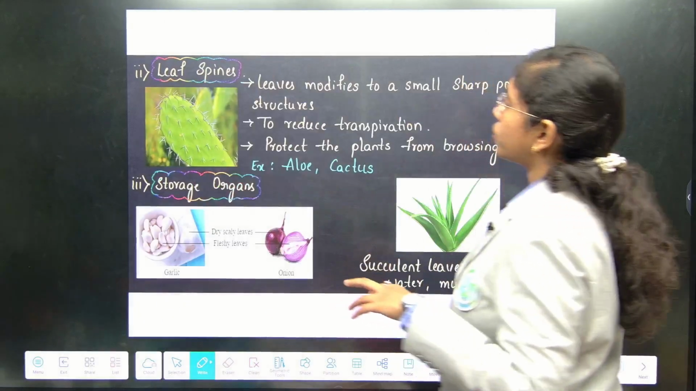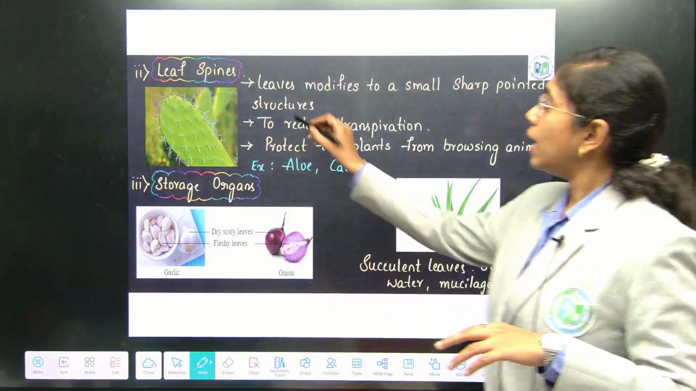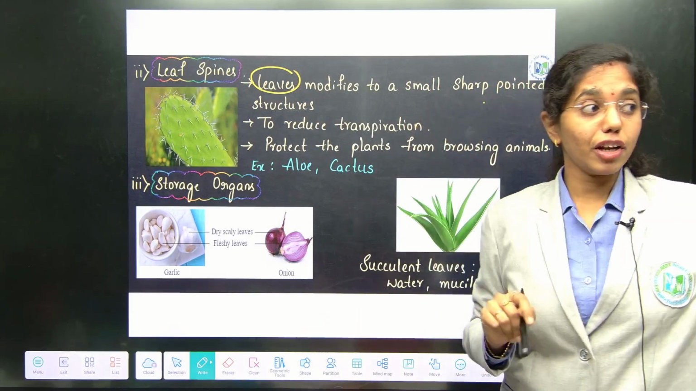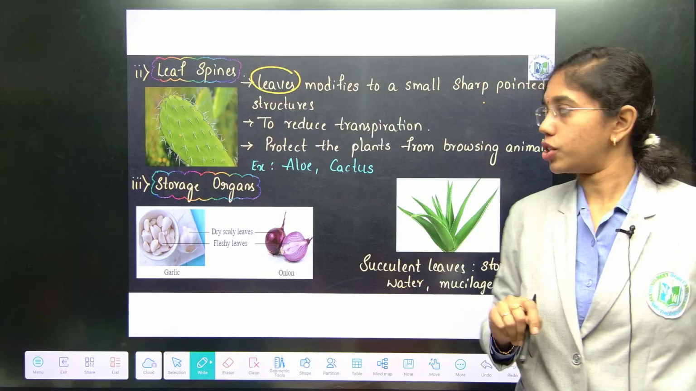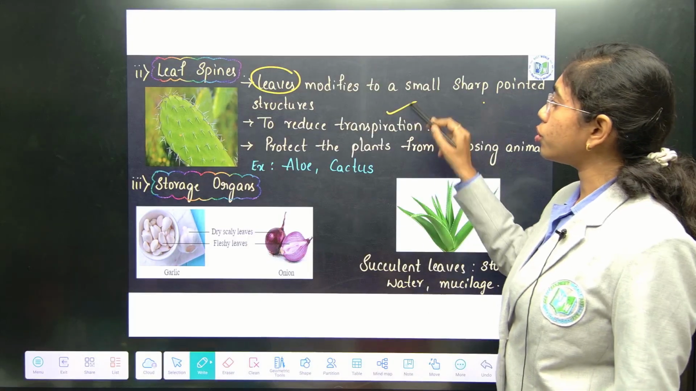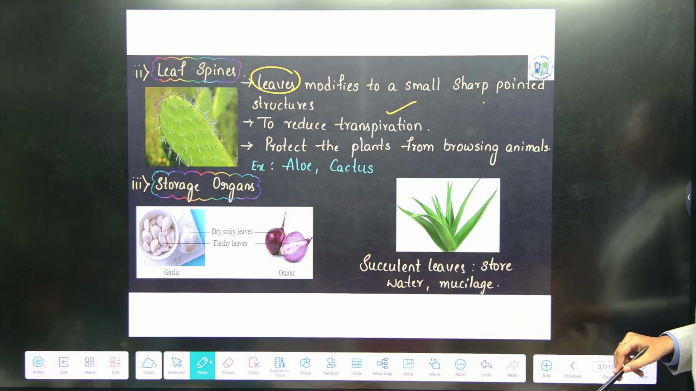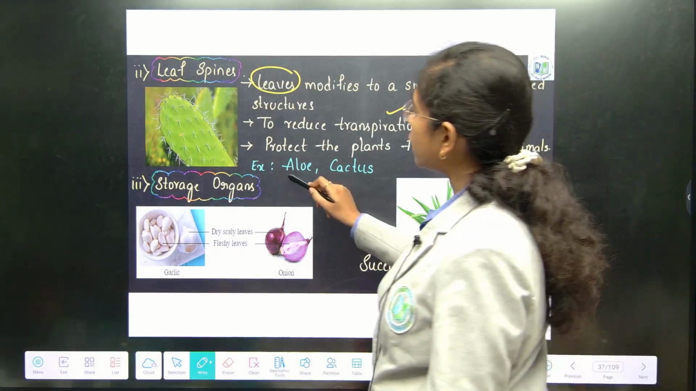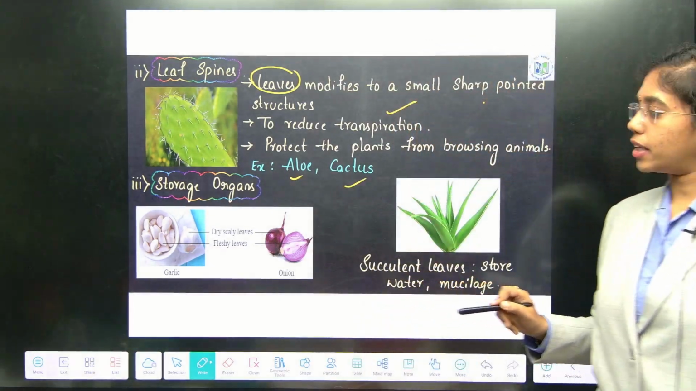Next is leaf spines. Here what is being modified? Leaves are modified to spines. This you observed in phylloclade type of stem modification. What is this used for? To reduce transpiration. This protects the plant from browsing animals. Examples include aloe vera and cactus.